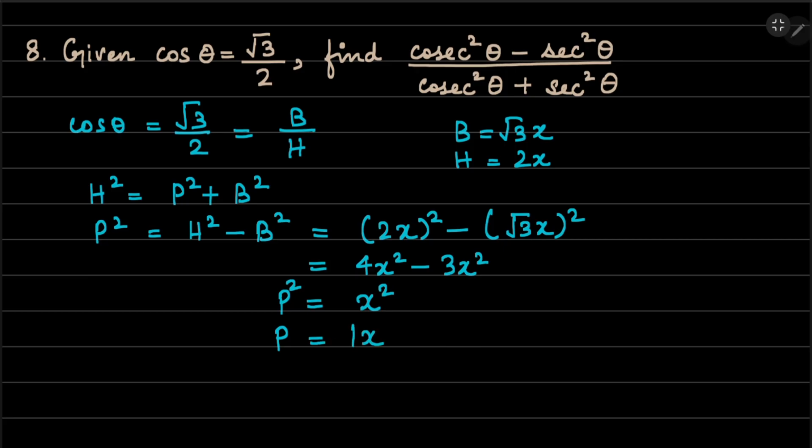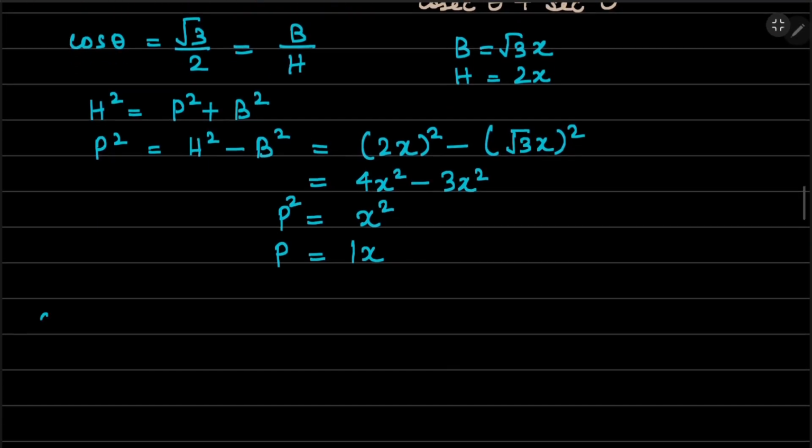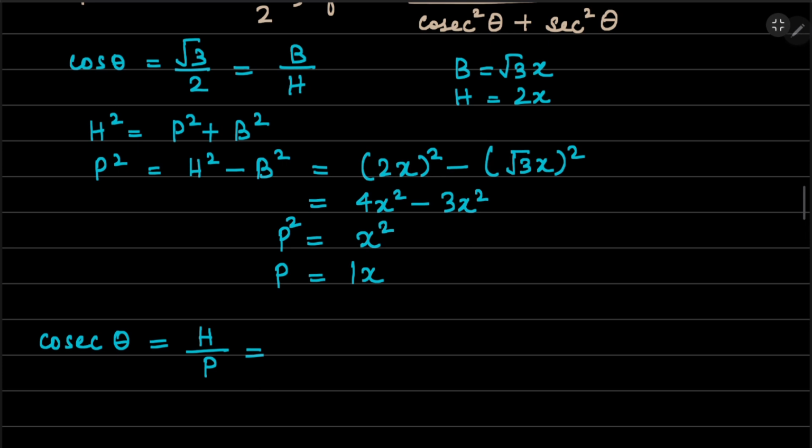Now, once you've got your perpendicular, what do you need? You just need secant and cosecant. So what is the formula? What is the T ratio for cosecant? So cosecant theta is nothing but h by p, hypotenuse by perpendicular. What is h? It's just 2x divided by 1x, 2 by 1, right? Which is equal to 2.